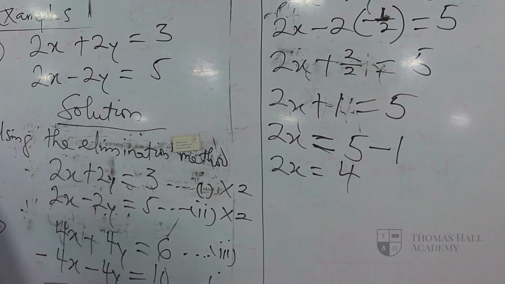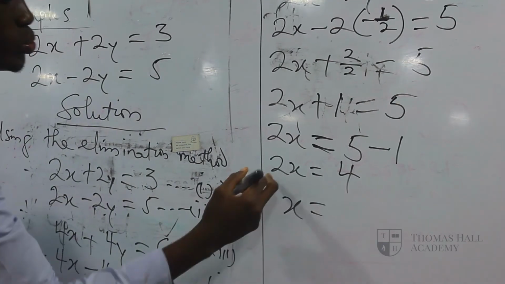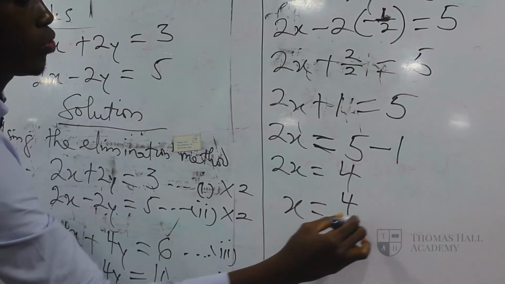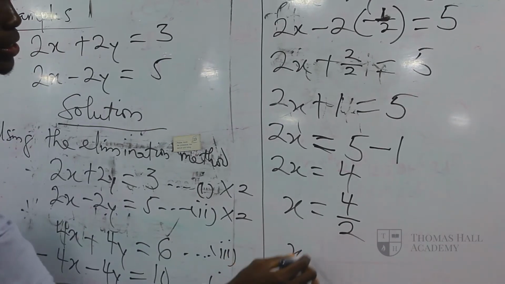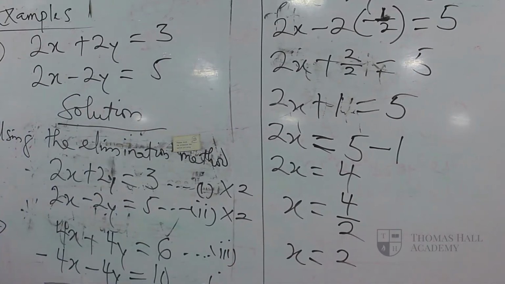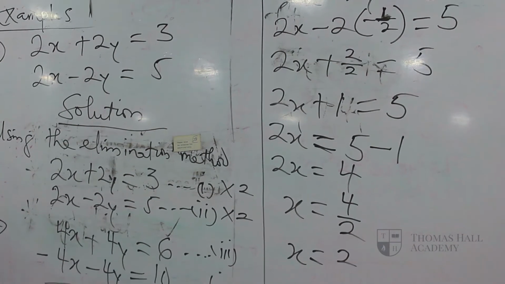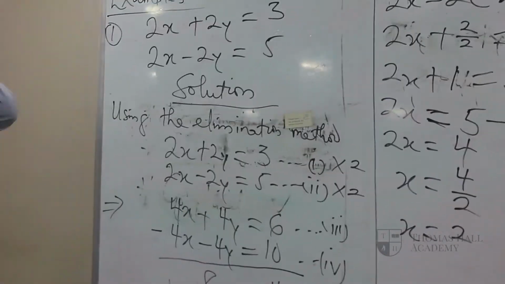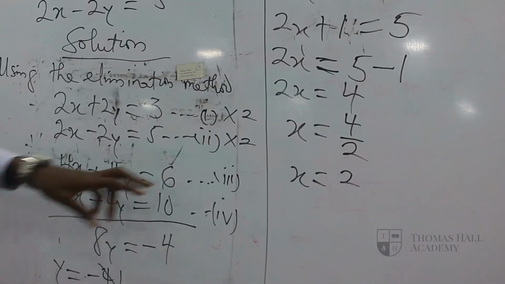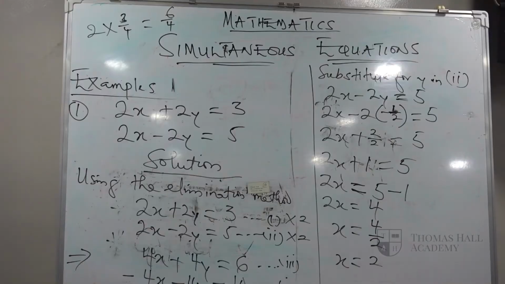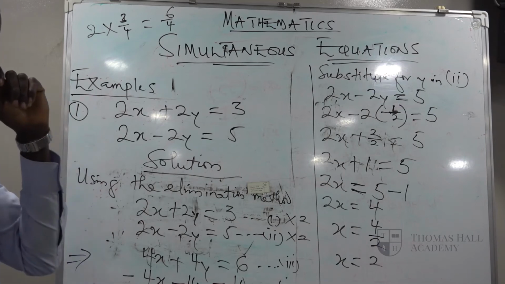Now we are looking for the value of x. Dividing both sides by 2, x equals 4 over 2, so x equals 2. The value of y is minus 1 over 2, and the value of x is 2 in this equation. And if you put these values of x and y into any of these equations, you get this, or this. That's what you will get using the elimination method.